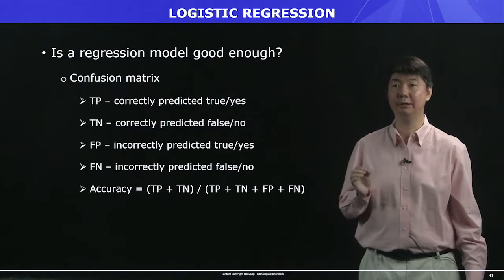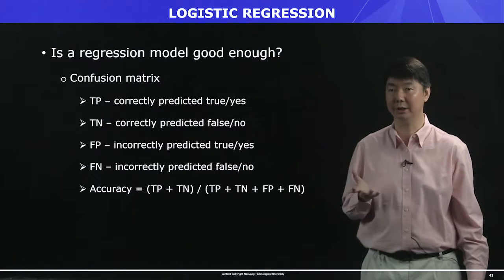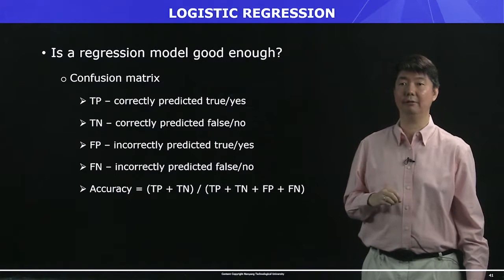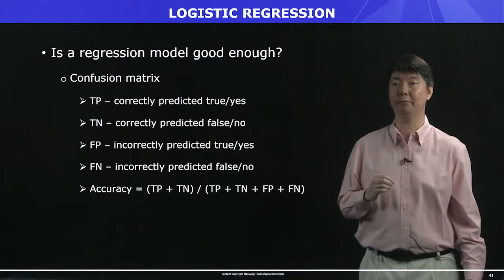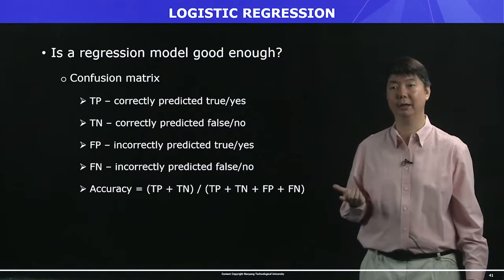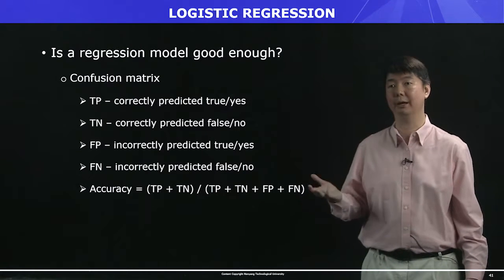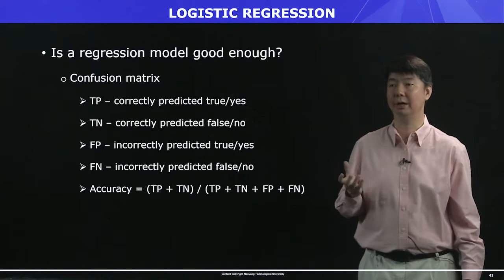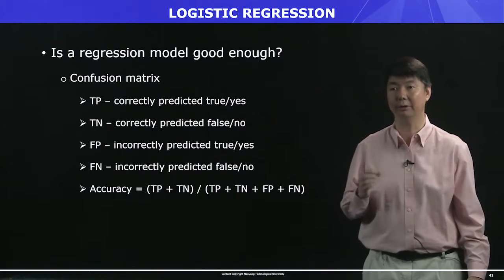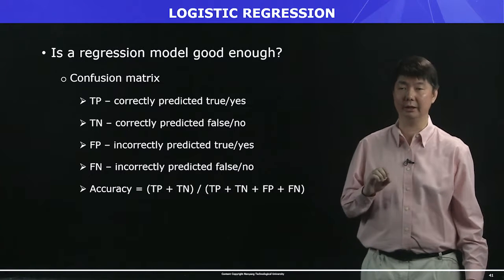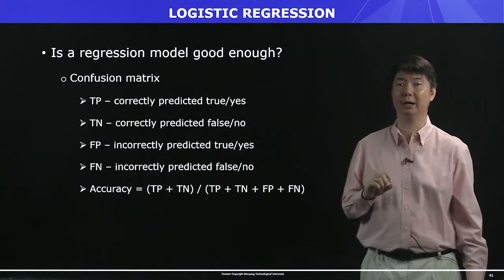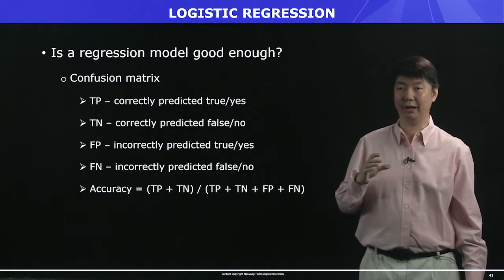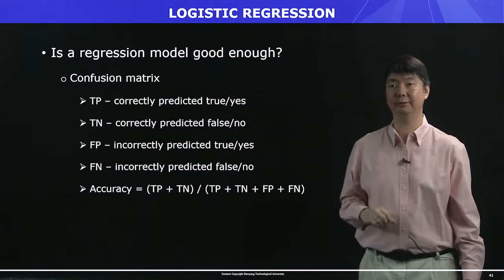Accuracy is the number of correct predictions, represented by true positive plus true negative, divided by the total number of predictions. That means true positive plus true negative plus false positive plus false negative. So that gives you an accuracy value. Accuracy ranges from 0, which is totally inaccurate, to 1, perfectly accurate. These two edge cases are very unlikely in the real world, so chances are the values will be somewhere in between.